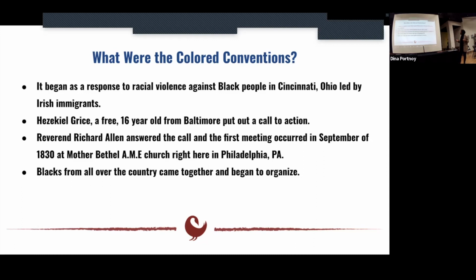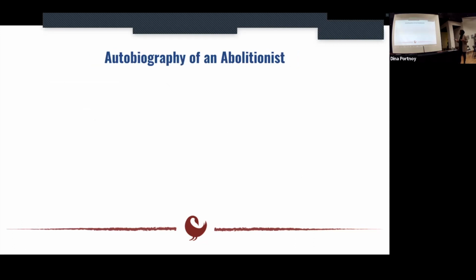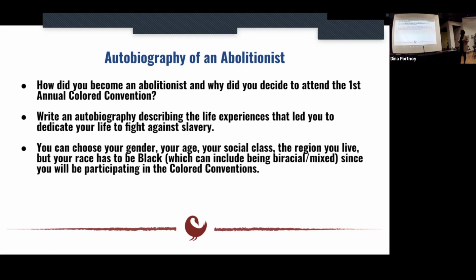And so that's the introduction to this next lesson. I wanted my students to really get into the mind of an abolitionist, really understand what was going on at that time. But the Colored Conventions were for Black people, right? And so you have to take on that mindset of what it would have been like to be Black during that time period and advocating for the things that we're advocating for, right?